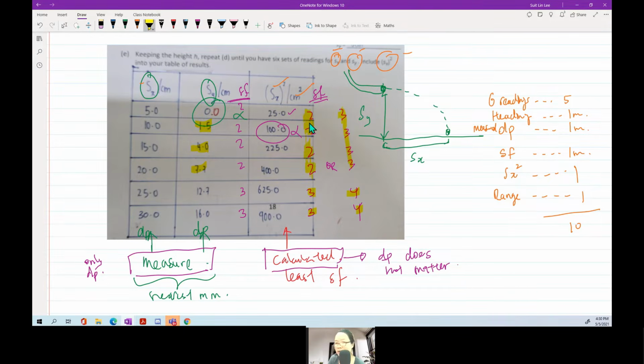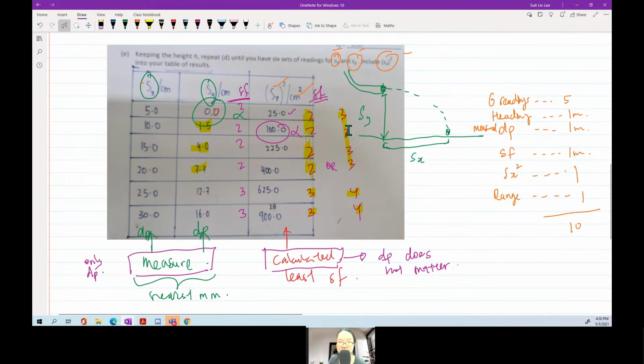Okay, because when I'm marking, if I see this student write 25, this is 3 SF, so I expect this one to be 3, 3, 3, and then I expect this one to be 4, 4. So I do not recommend you follow 3 all the way because you are not being fair to your calculated value.